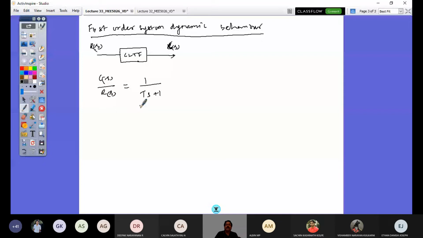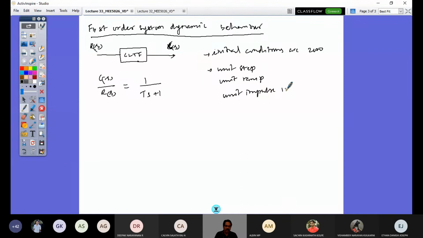The initial conditions are 0, and the input functions are, like we said, the unit step input, unit ramp input, and unit impulse input. These are the inputs that we are going to give to the system and see the corresponding output and how they are correlated.